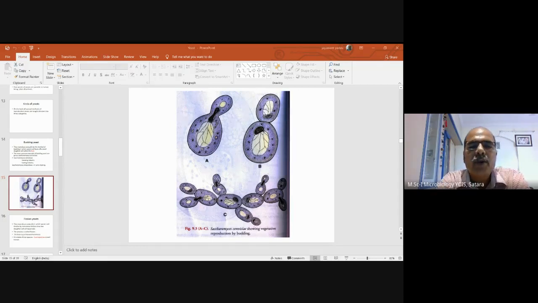आता जे काय मी व्हेजिटेटिव्ह रिप्रोडक्शन बाय बडिंग दाखवली, ही 2 मार्क्सला सुद्धा डायग्राम विचारली जाऊ शकते. ड्रॉ बडिंग येस्ट. तर आता आपलं पेपरचं जे काय स्वरूप बदललेलं आहे, त्याप्रमाणे आपल्याला सामोरं जावं लागेल. 2 मार्क्सला कशा पद्धतीचा प्रश्न विचारला जाईल, 4 मार्क्ससाठी, 6 मार्क्ससाठी कोणत्या पद्धतीचा प्रश्न विचारला जाईल. Saccharomyces cerevisiae showing vegetative reproduction by budding.